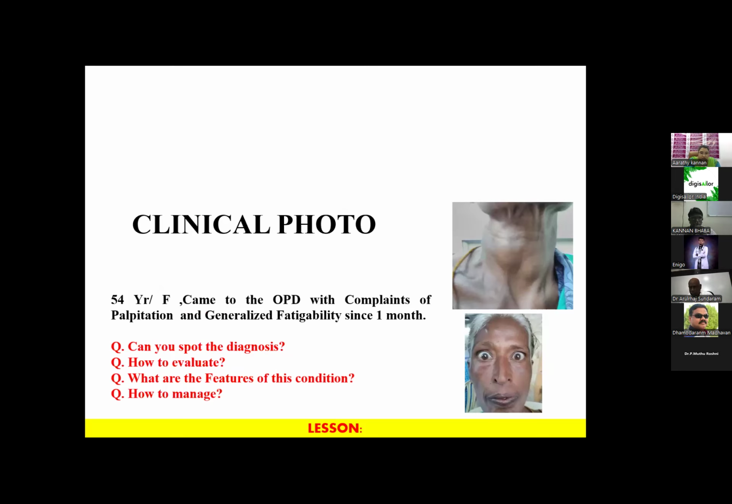Next, we had a 54-year-old female who came to our OPD with complaints of palpitation and generalized fatigability since 1 month. This is a clinical picture here. Can you spot the diagnosis? How will you proceed to evaluate her? What are the features of this condition? And how will you manage this patient?